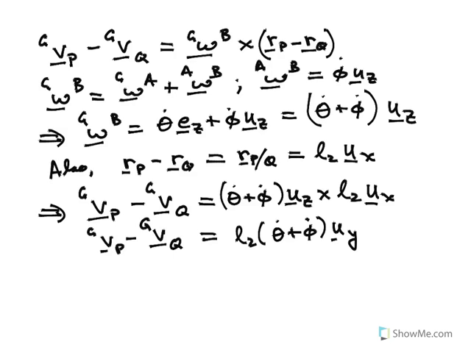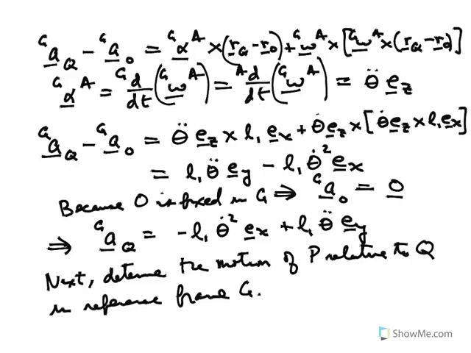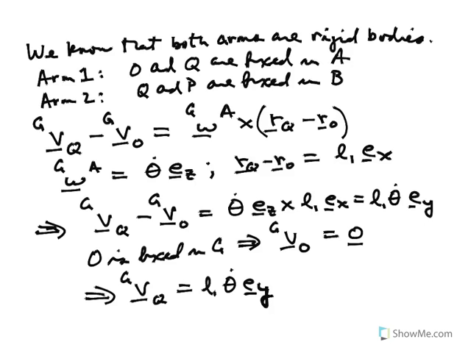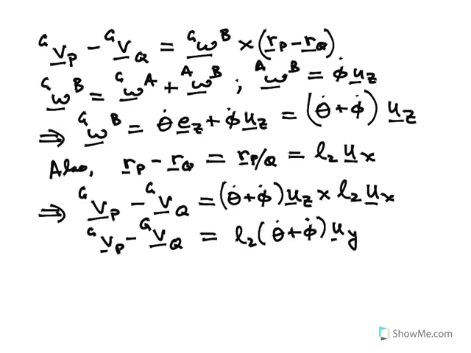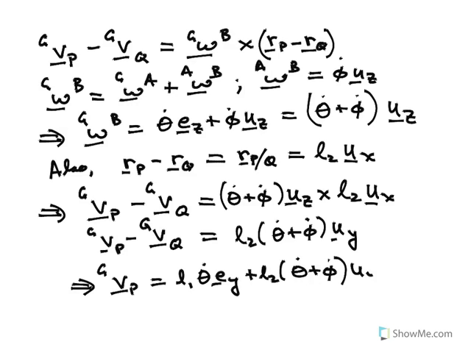Now, we already have the velocity of point Q from before. The velocity of point Q is equal to L1 theta dot ey. So this tells me that the velocity of point P in G is equal to L1 theta dot times ey plus L2 times theta dot plus phi dot times uy. So now we're done with the velocity of point P. We can now move on to computing the acceleration.